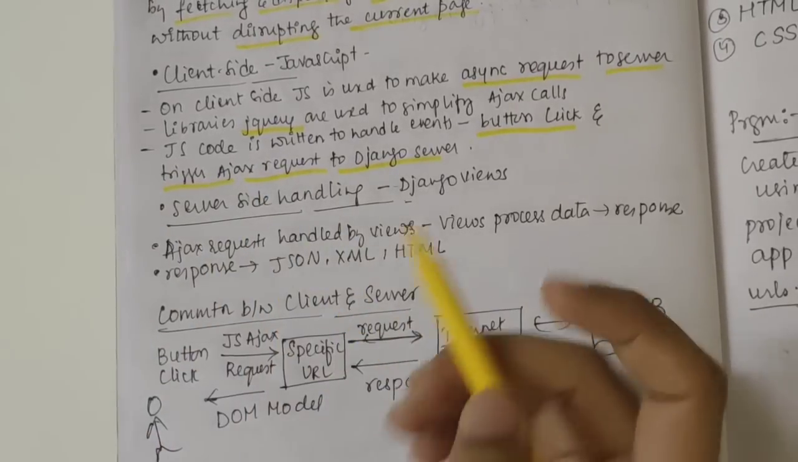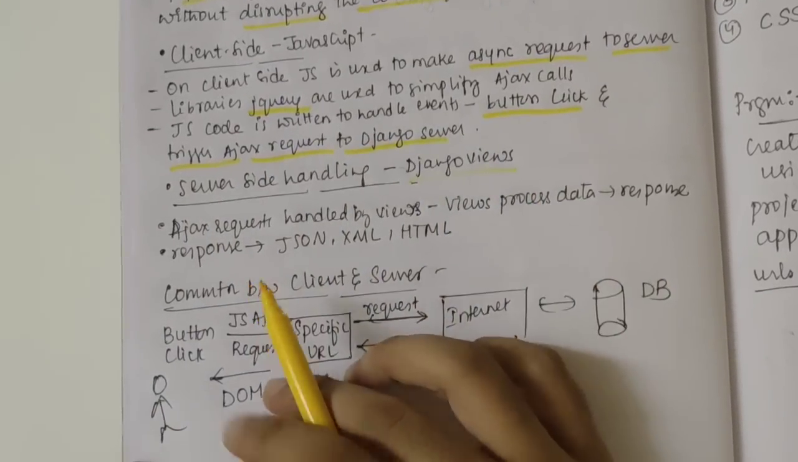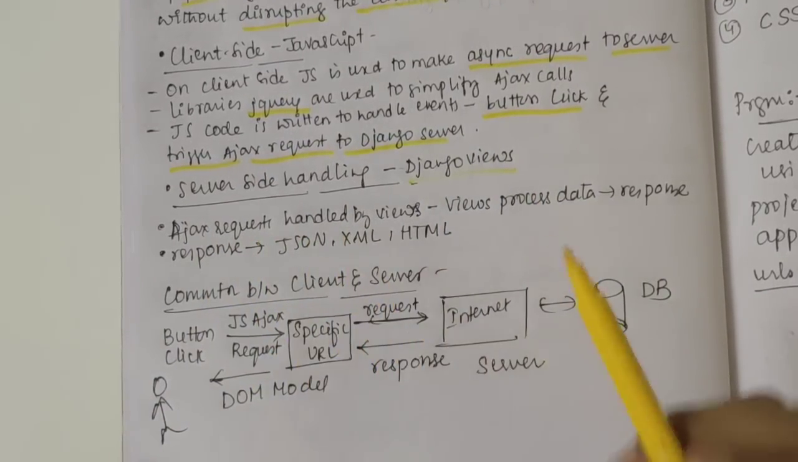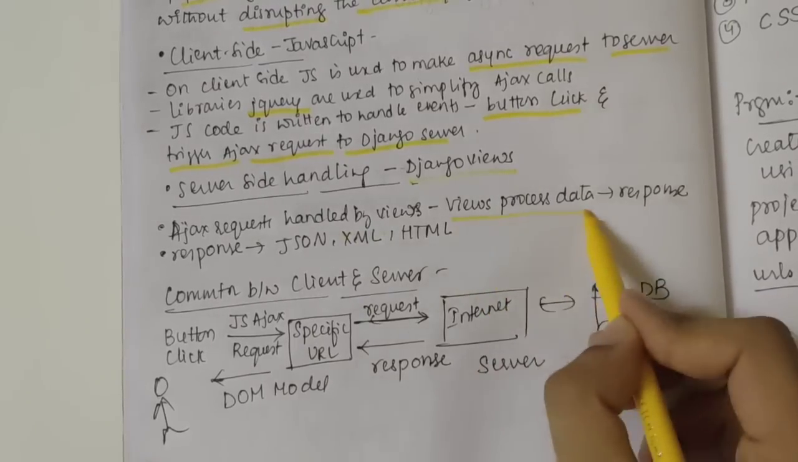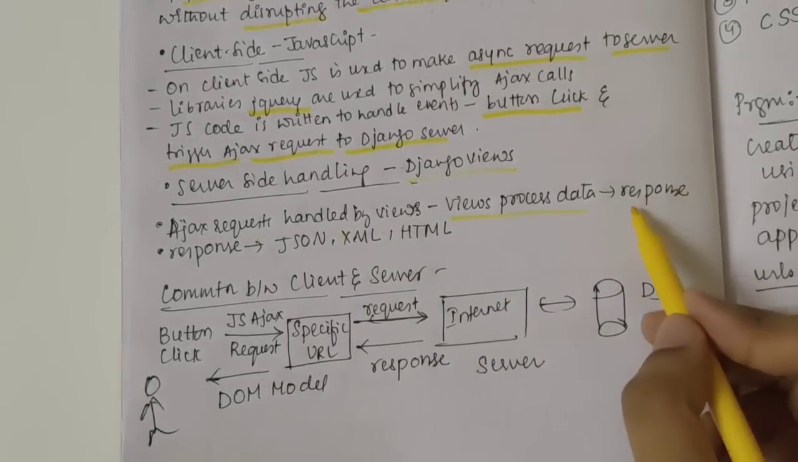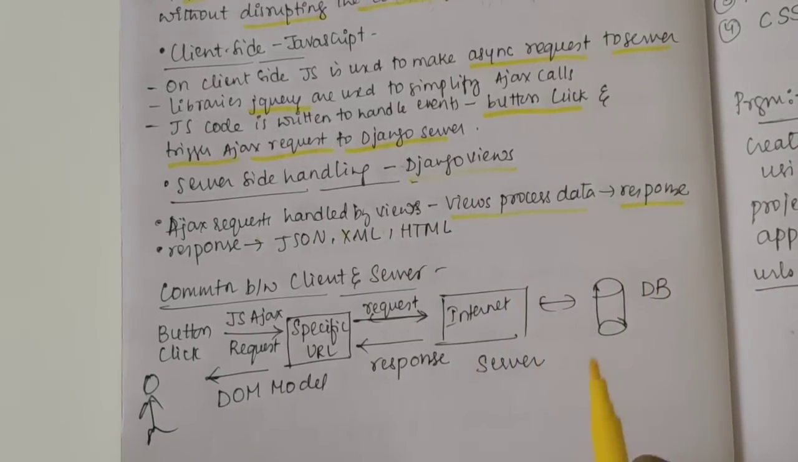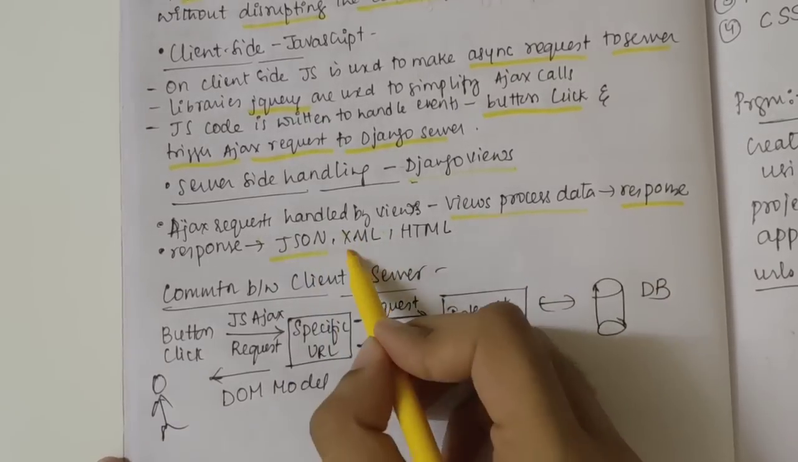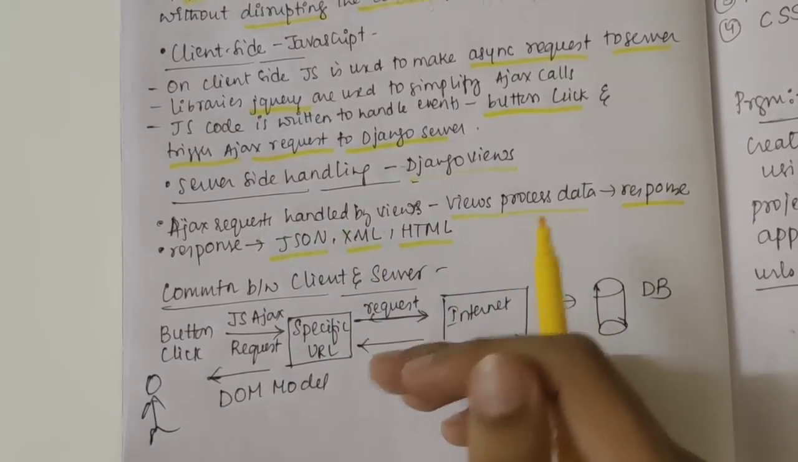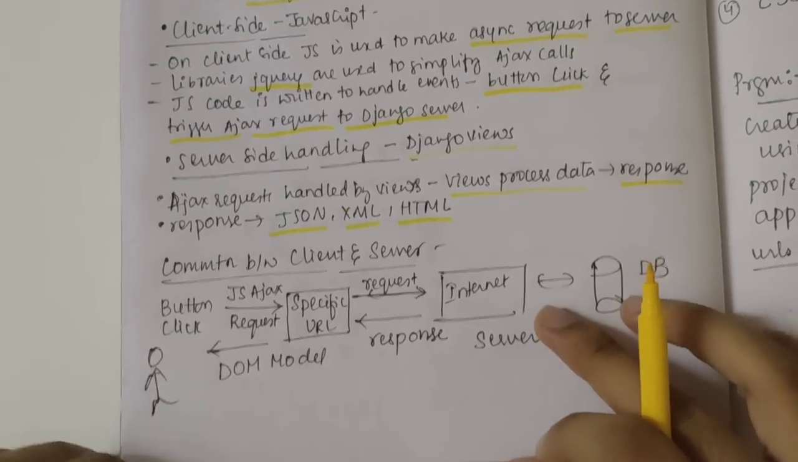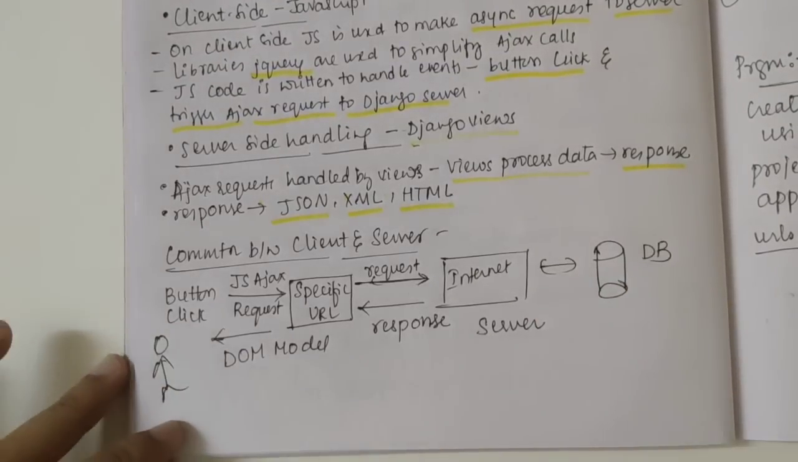On the server side, we have Django views. Ajax requests are handled by views. Views process the data, so from the views, we can process the data and provide an appropriate response. This response could be of the JSON type, or it could be XML format, or it could be HTML format.